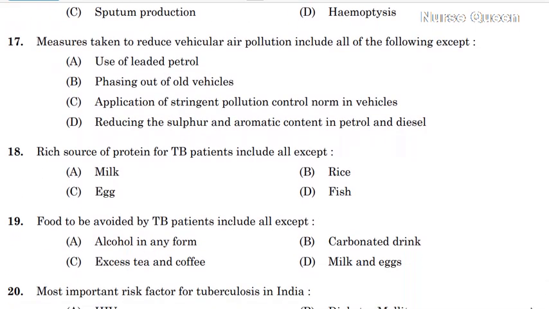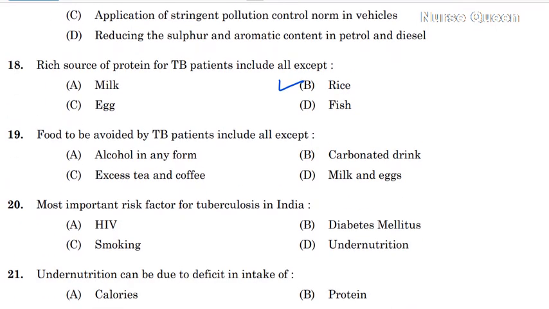Measures taken to reduce vehicular air pollution include all of the following except use of leaded petrol. Next question, rich source of protein for TB patient include all except rice. Food to be avoided by TB patient include all except milk and eggs.